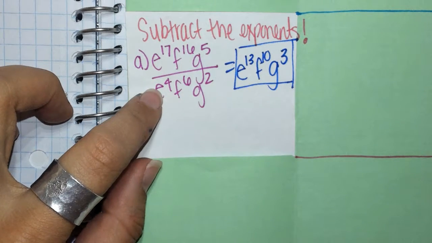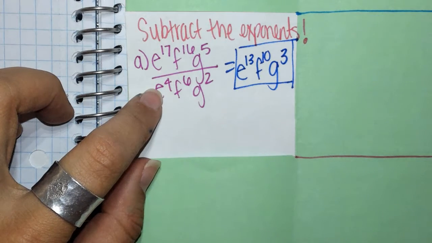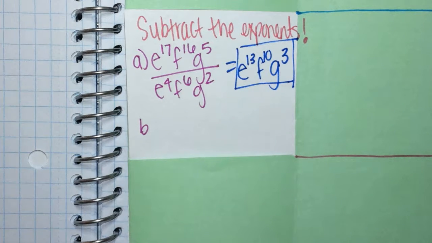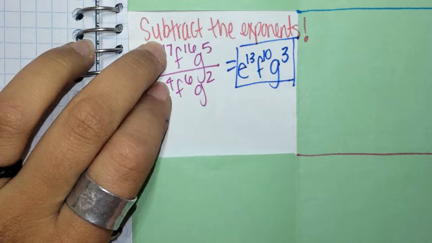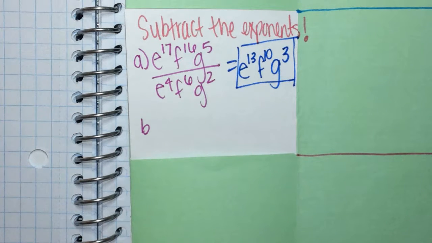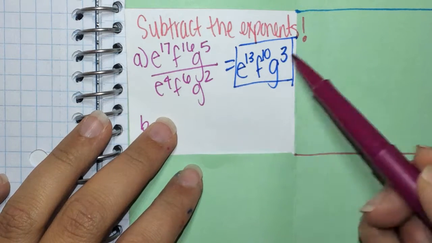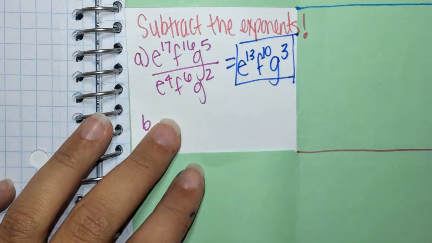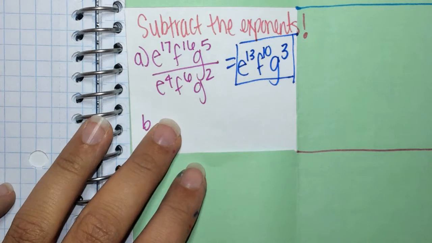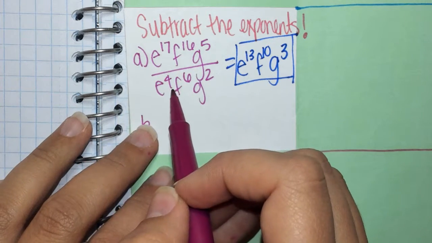All we're doing is subtracting. I like this one better than this. I don't understand the question because we're just subtracting. So you just find the bases and then subtract the exponents. That's all we're doing. So we did 17 minus 4 and got 13, 16 minus 6 and got 10, 5 minus 2 and got 3. No, we go straight down.